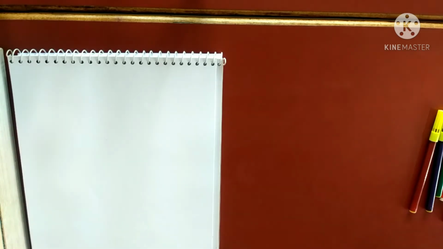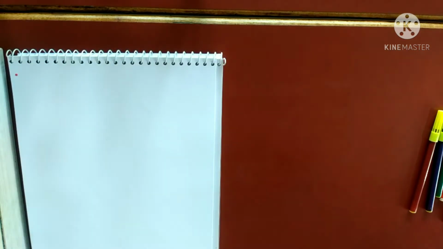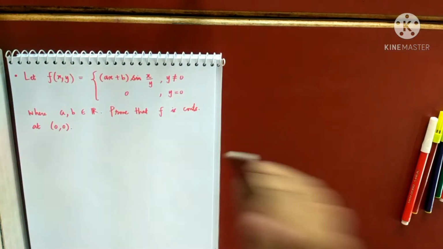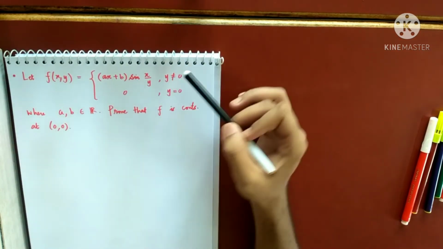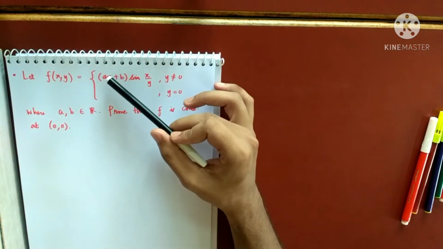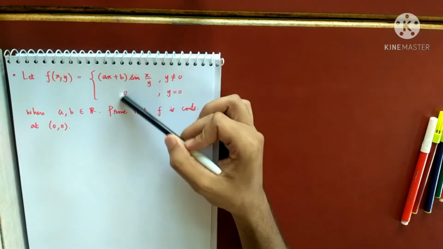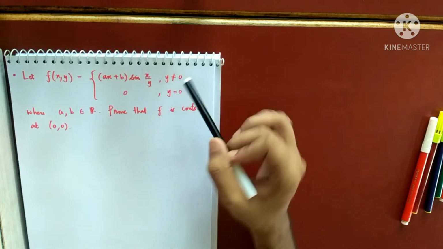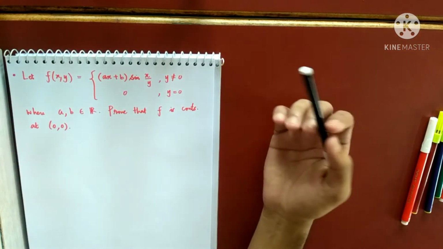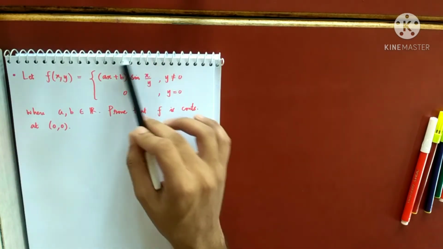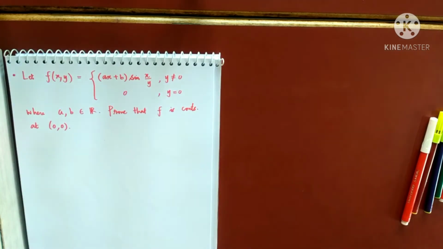So one question is this. You see, the question says that the function is this. When y not equals to 0, the function is (ax plus by) sine x by y, and when y is 0, it is 0. That means on the x-axis the function is identically 0, and elsewhere it is this. But a and b can be any numbers. Prove that the function is continuous at (0, 0).